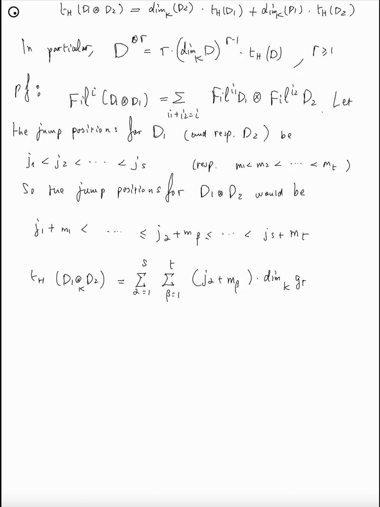Dimension of the graded piece G alpha plus N beta of D1 tensor D2 over K. Take them further, equals the summation over integers G plus N of the dimension over K of the graded piece of G plus N of D1 tensor D2 over K. Right.